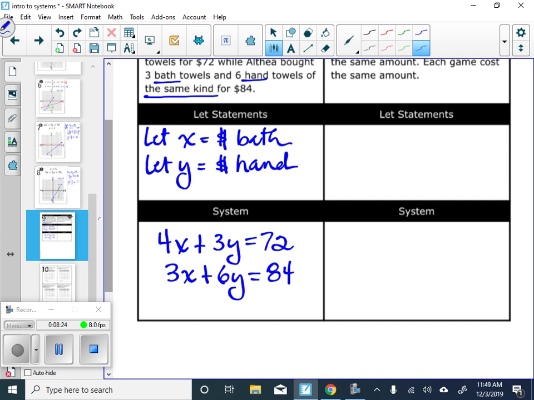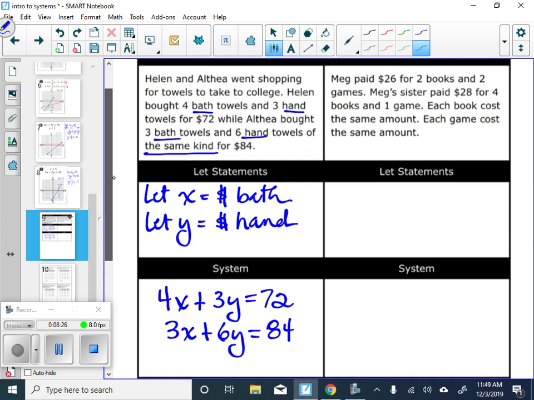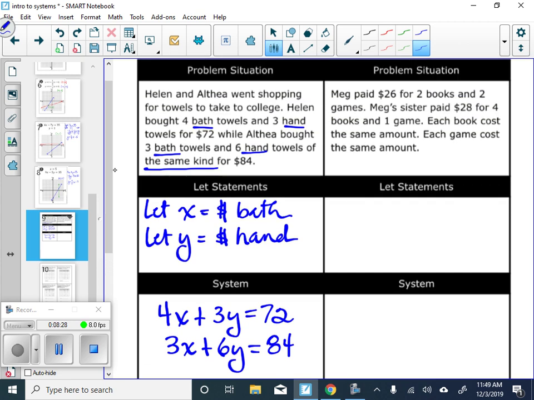You've got to find out what you know and what you don't know. So let's look at Meg. Meg paid $26 for 2 books and 2 games. Meg's sister paid $28 for 4 books and 1 game. Each book cost the same amount. Each game costs the same amount. What do you know? Meg paid $26 for 2 books and 2 games, and the sister paid $28 for 4 books and 1 game.